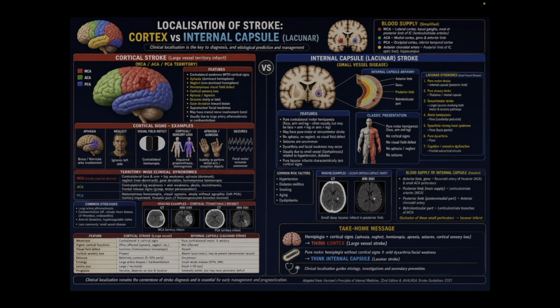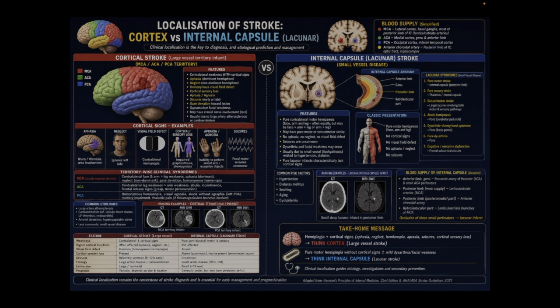Before reviewing imaging, a careful history and neurological examination often predict the lesion's location, vascular territory, underlying mechanism, and prognosis. By the end of this discussion, you should be able to distinguish cortical from subcortical stroke confidently at the bedside. So, why is localization important?